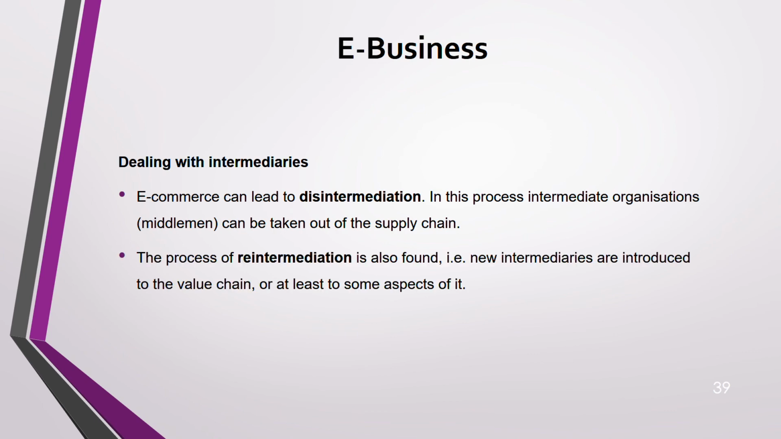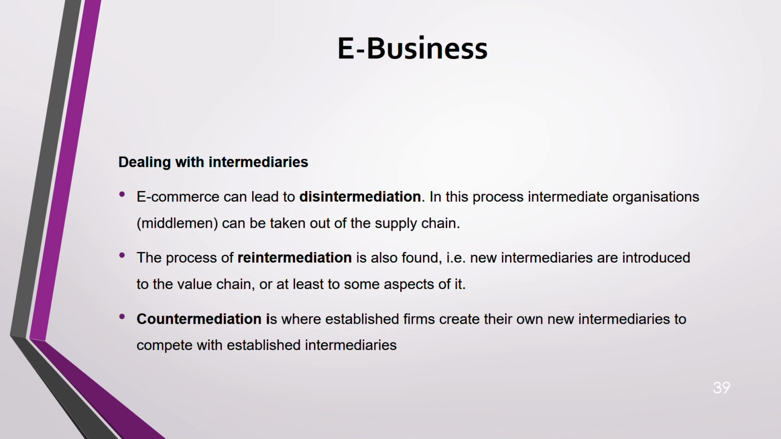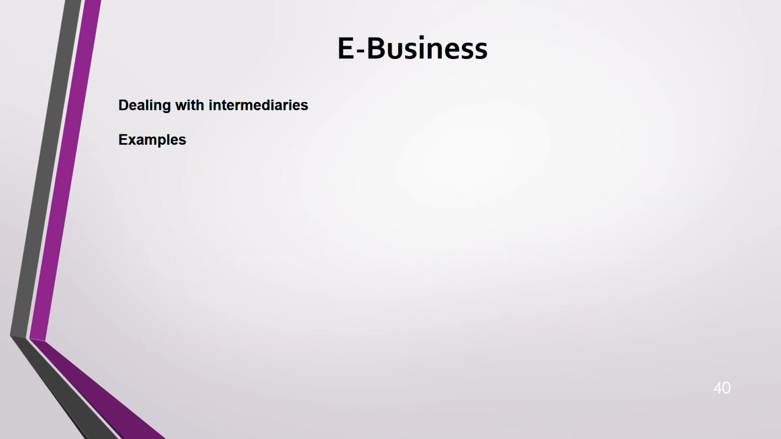Second, the process of re-intermediation, where new intermediaries are introduced to the value chain, or at least to some aspect of it. Counter intermediation. What is it? Established firms create their own intermediaries to compete with established intermediaries. The ones who already have established intermediaries, what do the established firms do? They create their own so that they can compete with the established ones. Examples, because I'm sure you didn't understand the definition. Maybe disintermediation, yes, but the other two are a little difficult.